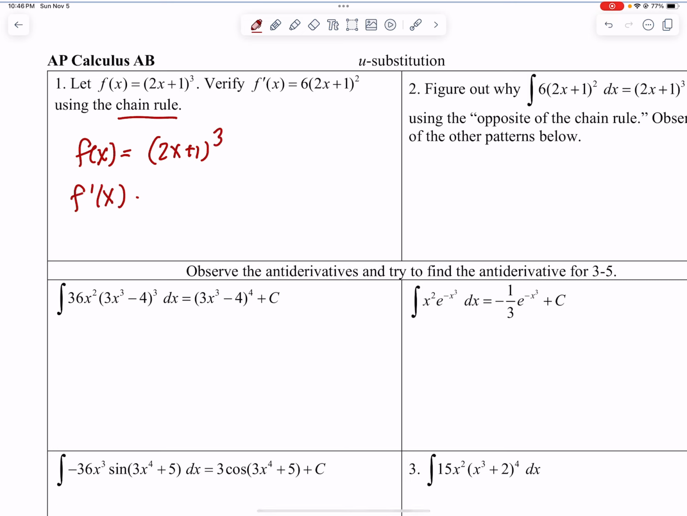So f prime of x is going to be 3 times (2x + 1) squared, and then using the chain rule, times 2, we get 6(2x + 1) squared.